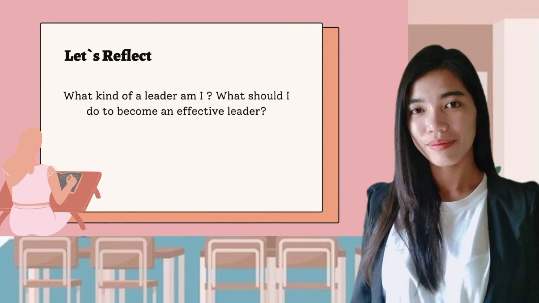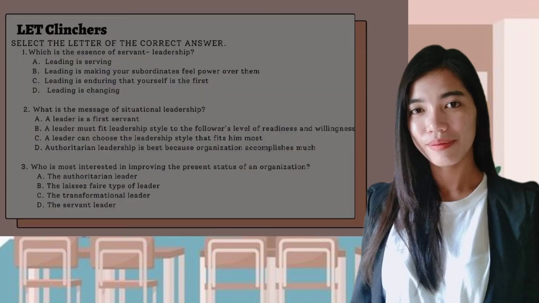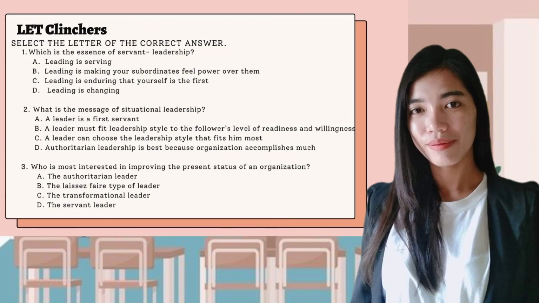So, let's reflect. What kind of a leader am I? What should I do to become an effective leader? Taking it to the net. What is meant by CQI? What is Kaizen? How are these related to transformational leadership? So let's move on to the clinchers.